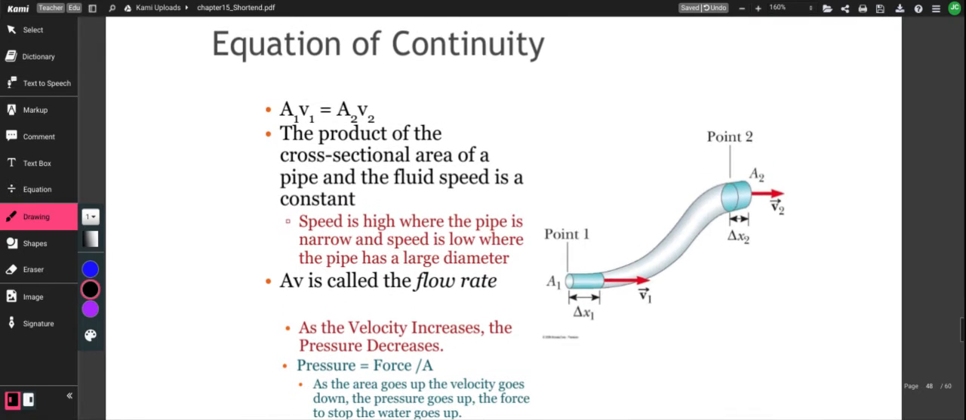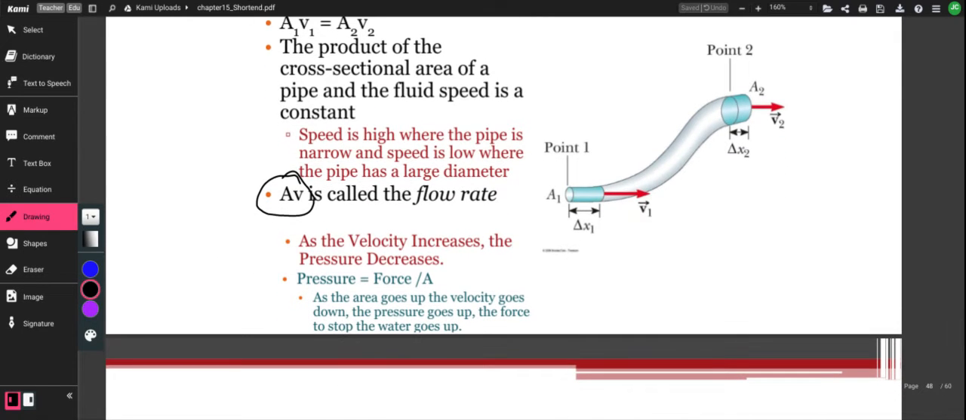That concept of AV, area times velocity, is what we call the flow rate. And so we say that the flow rate in this pipe must remain constant. The velocity may change, the area may change, but the flow rate must remain constant. And ultimately, if the velocity changes, the area had to change. As the velocity increases, this is a very important statement, one of the most important statements I'm going to give you this year: as the velocity increases, then the pressure decreases.